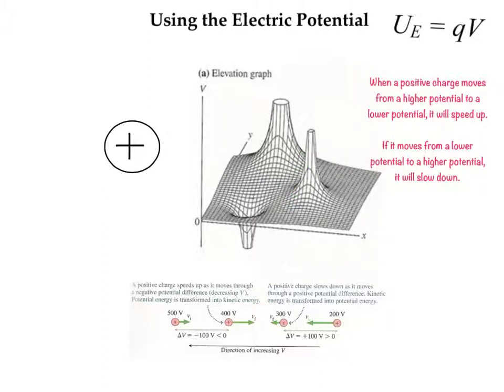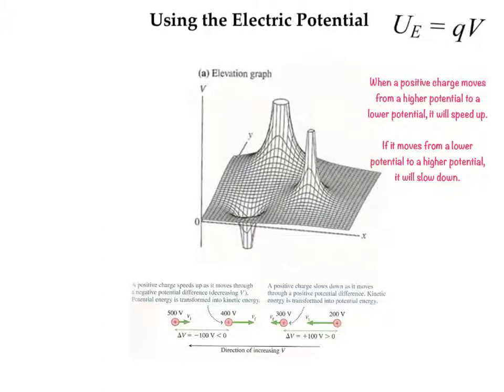And we can see from the elevation graph here that when that positive charge is approaching, say, another positive charge, then it's going to slow down. It's moving into an area of higher potential. When it's approaching a negative charge, it's moving from a higher potential into a lower potential. Therefore, it's going to speed up.